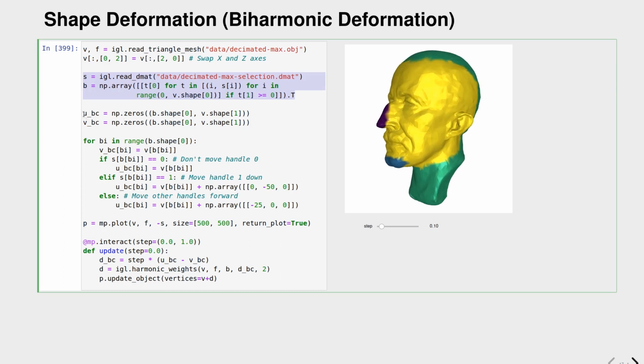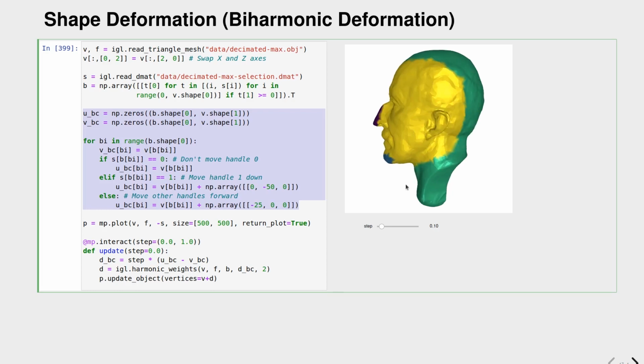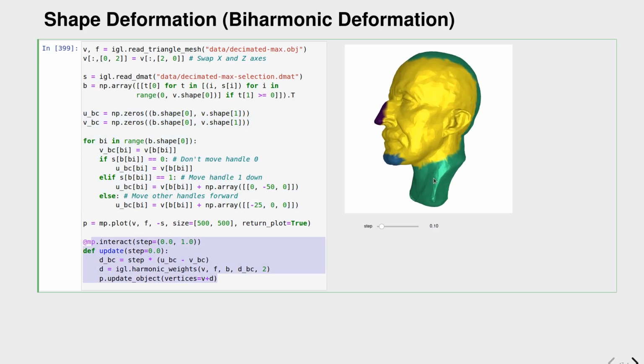In the next part of the code, we generate the movement for the vertices. So the green vertices, they are supposed to stay fixed at their position. The violet vertices are supposed to move forward, and the blue vertices, they are supposed to move downwards. And this movement description is written here in this UBC array. We then plot our triangle mesh, and the interesting part comes then here in this update function, where we actually calculate the deformation and apply the deformation to our viewer.